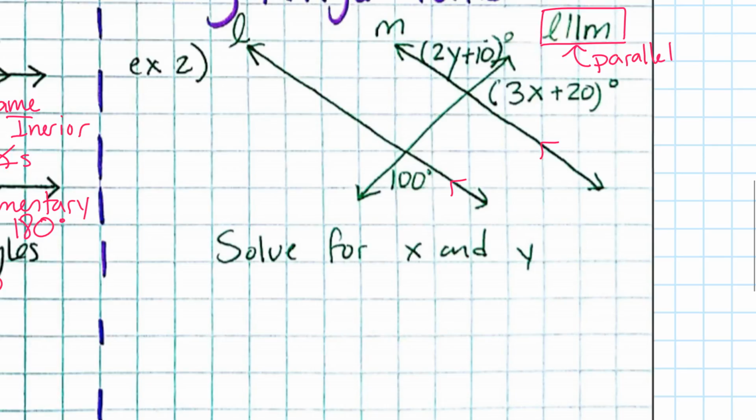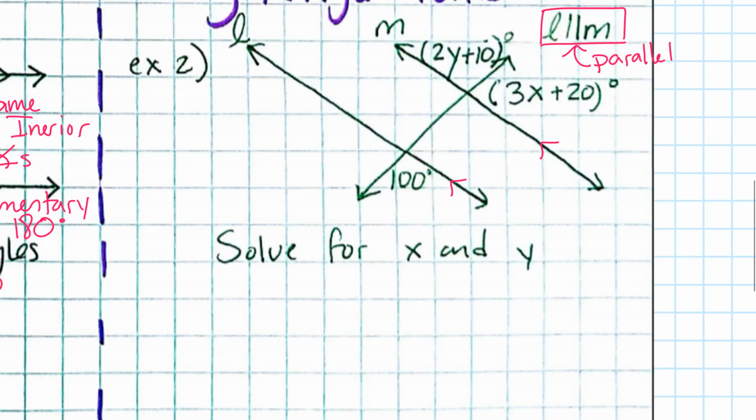Now, do you think it makes sense to compare 2y plus 10 to 3x plus 20 right now? No. Why not? There are two variables. Can I use one equation to solve for two variables? No. That is not mathematically possible. I need how many equations? I need two. Okay. So first, we have to solve for one variable at a time.